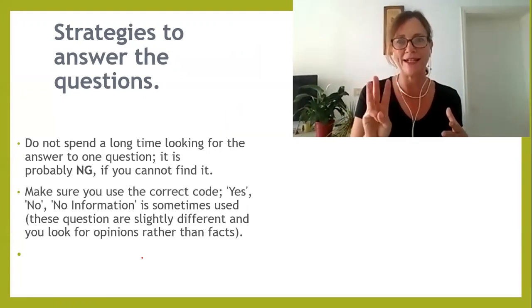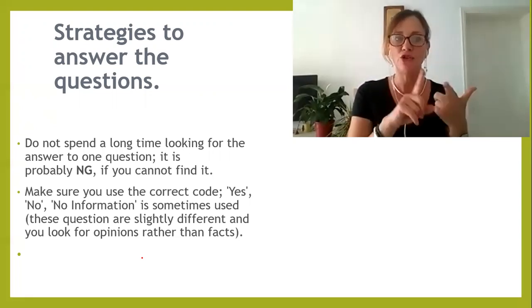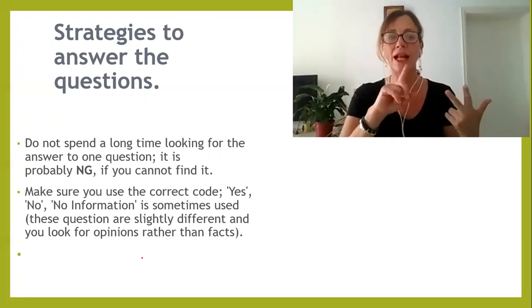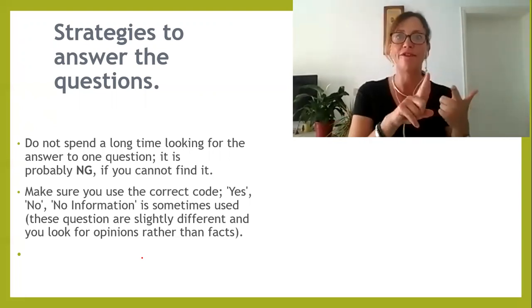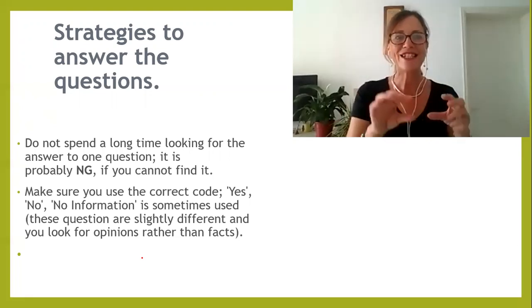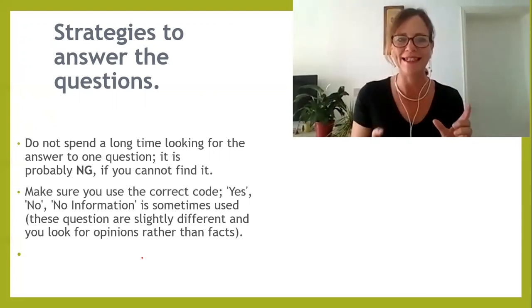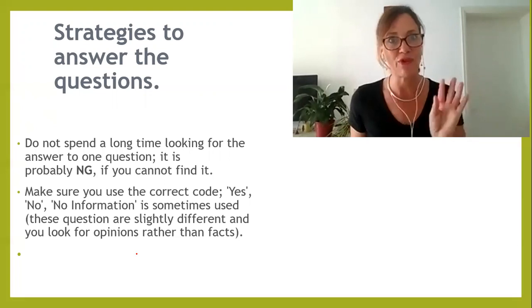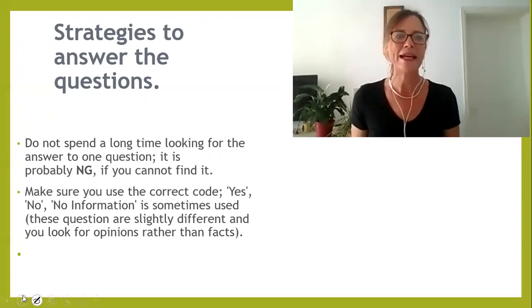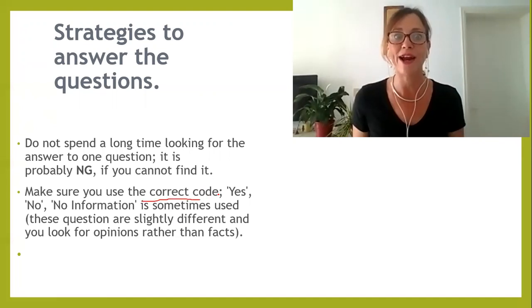There are two ways of doing this type of question. It could be yes, no, and no information, rather than true, false, and not given. So you must read the instructions. Some of the questions are slightly different. For example, you might be looking for opinions rather than facts. Similar idea, but just make sure you use the correct code.